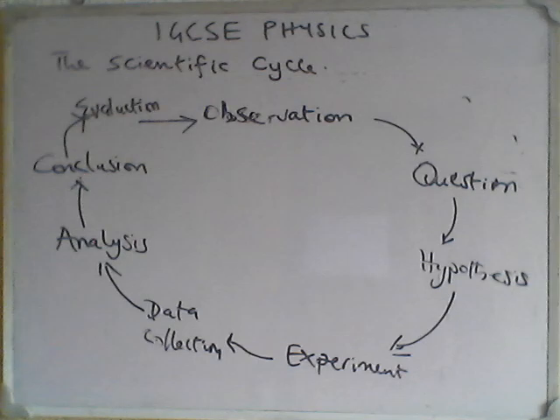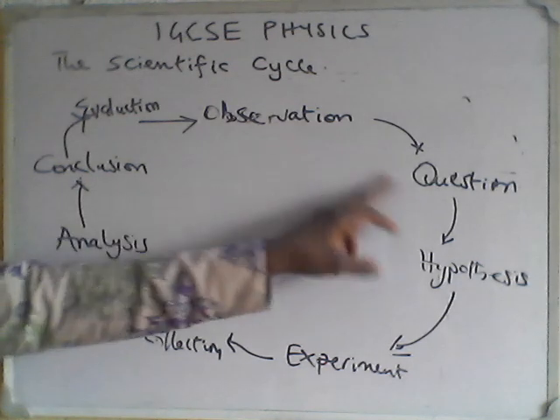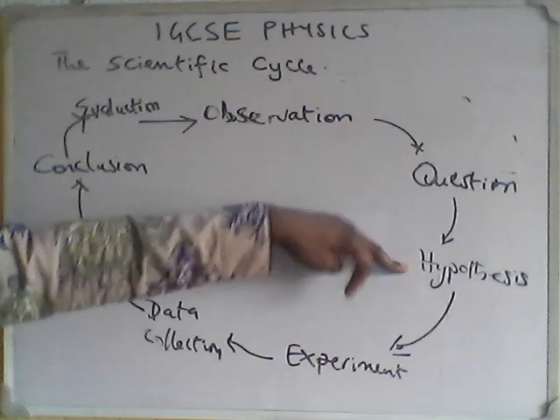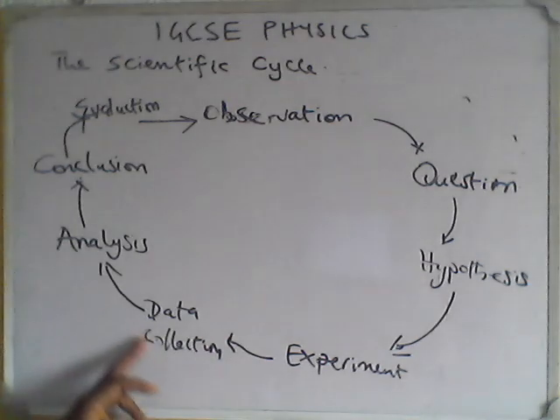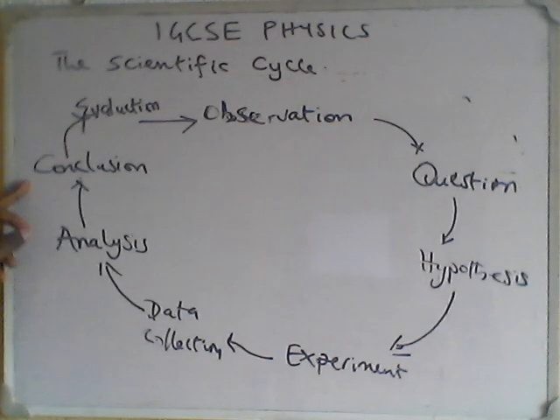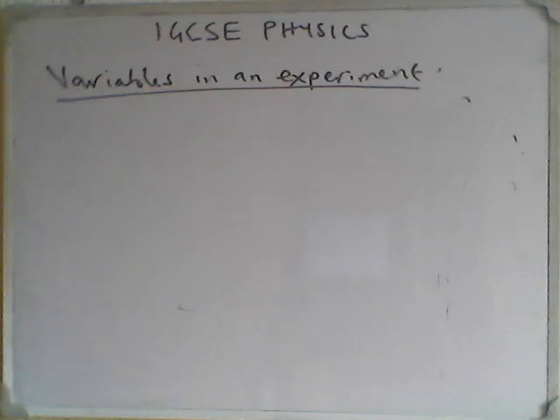Okay, now so we have the cycle starting from observation, then you go to question, you go to hypothesis, you go to experiments, you go to data collection and analysis, then conclusion, evaluation, and again observation. So the scientific cycle shows that an experiment can be repeated. It can go round and round and round.